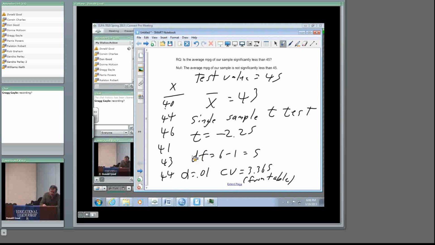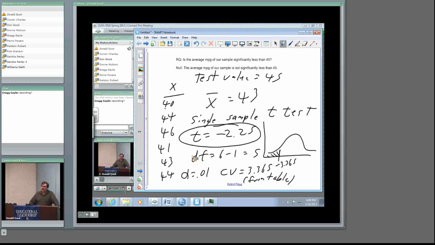If I've got enough room to draw a picture here, and I'm concerned with the lower tail, there's the shade. I'm concerned with the shaded area to the left of negative 3.365. Okay, here's where my t-value comes into play. Is the t-value in the shaded area or the unshaded area? The answer is that it is in the unshaded area. It's going to be over here somewhere.